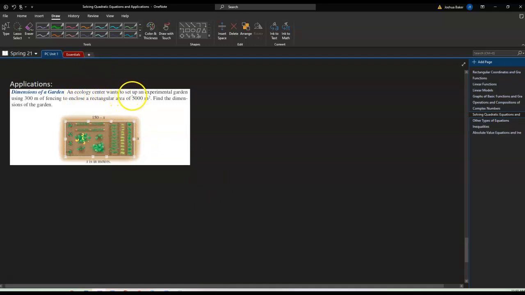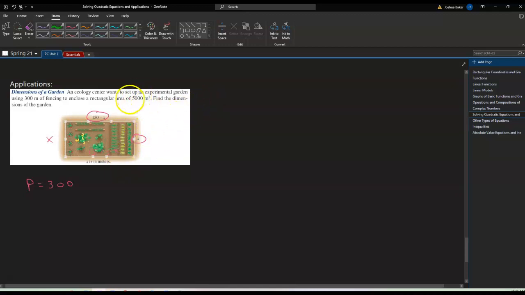An ecology center wants to set up an experimental garden using 300 meters of fencing to enclose a rectangular area of 5,000 meters squared. Okay, so really what we've got here is a perimeter that needs to be 300. Now, if I know that both of my widths here are going to be an x, then that means that both of my lengths here are going to be 150 minus x. Okay? We'll talk about the mathematics of that here in just a moment once we get the value of x.